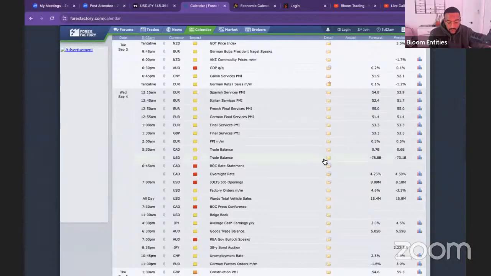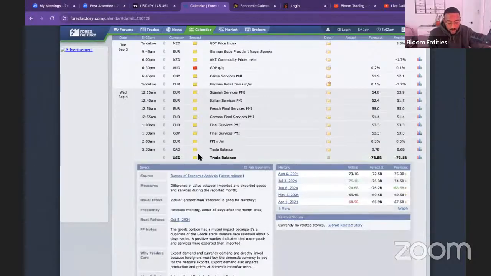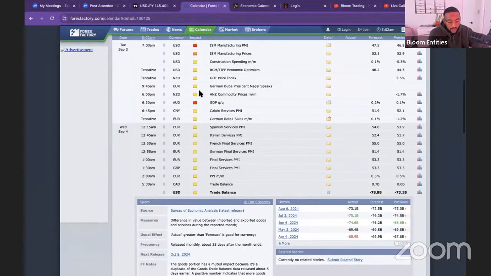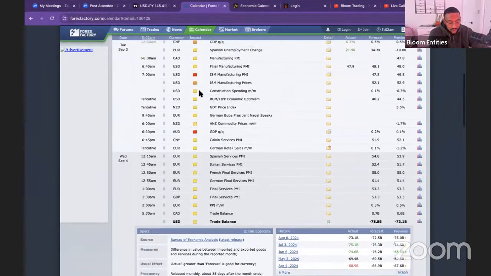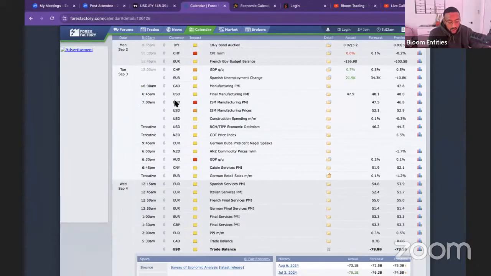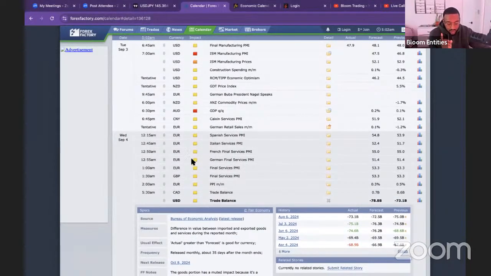I'm gonna leave that ISM manufacturing PMI there for a sec because I want to move down to this trade balance. On this website, Forex Factory, I'm really paying attention to the red and the orange US dollar folders. That's what I'm focusing on. But the one yellow folder that we have to pay attention to is trade balance.